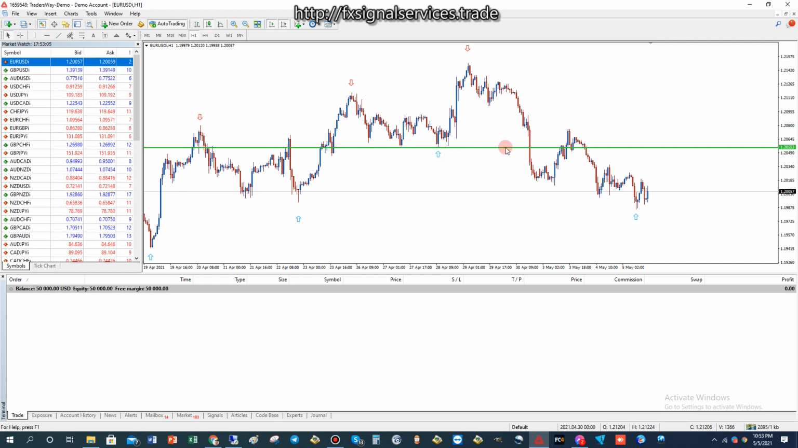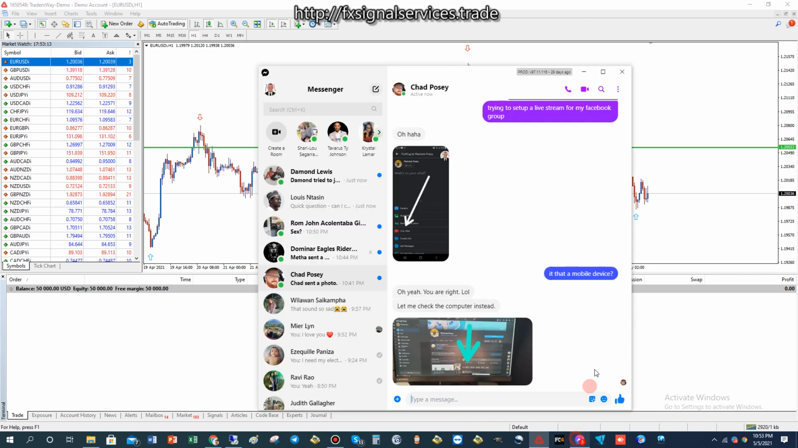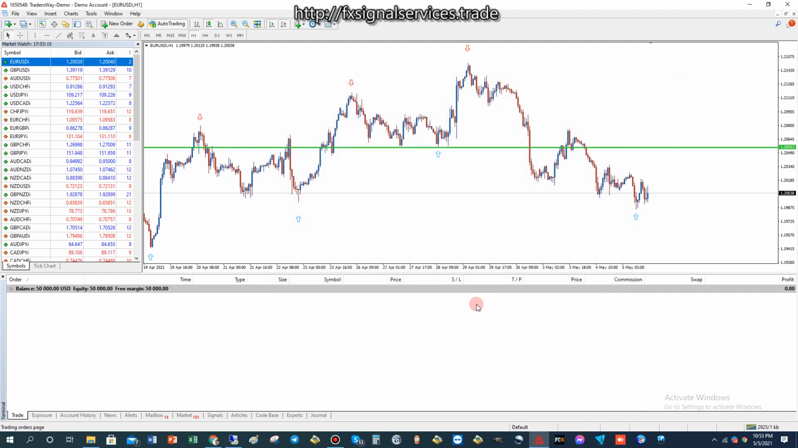That's a support, but when the price drops below, hold on, let me close this messenger real quick. When the price drops below, it forms a resistance. So right now that's a resistance. It was a support, but now it's a resistance.